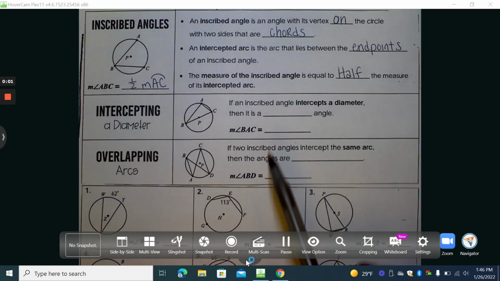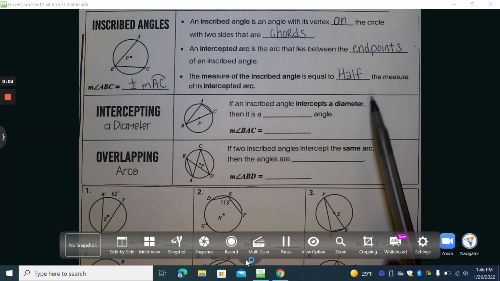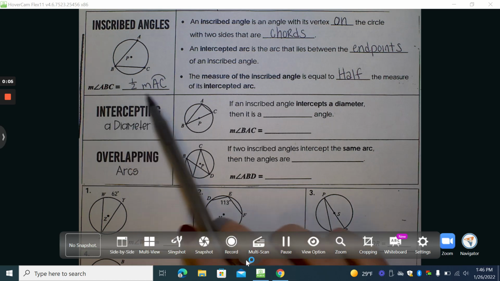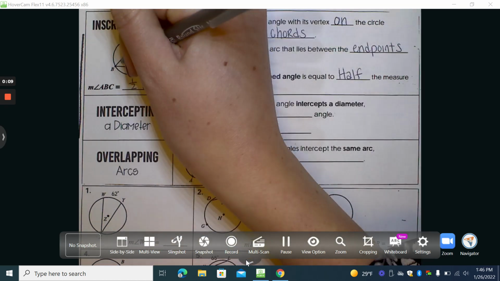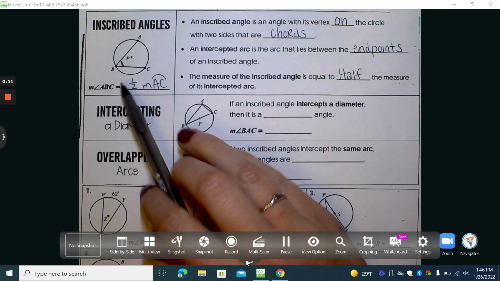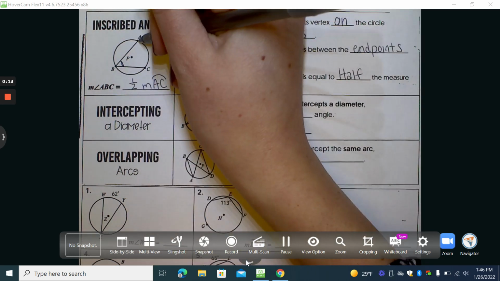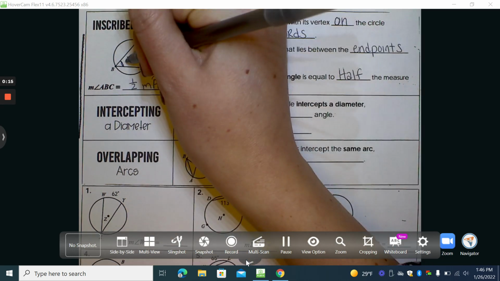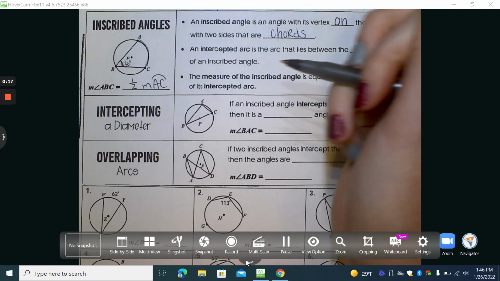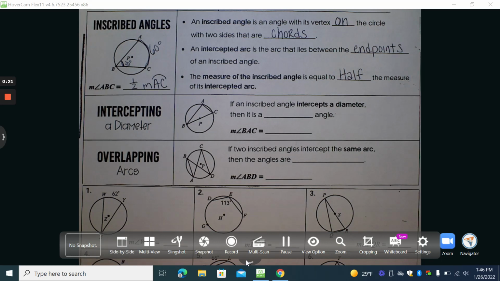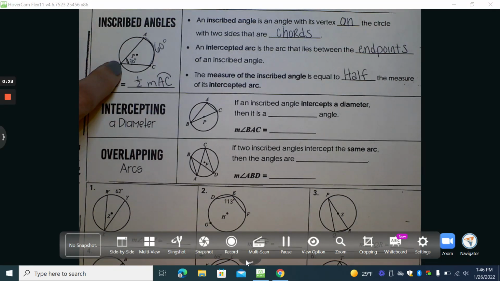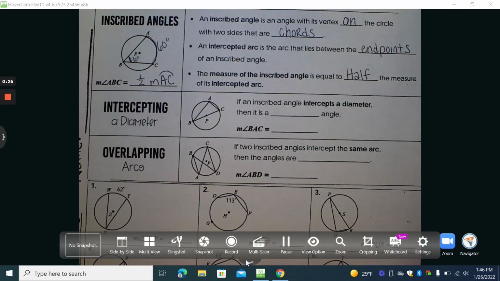All right, you should have this top portion already filled out from the last slide. The main point that we need is this idea here, where this angle ABC is half the size of this arc over here. So if this angle was 30 degrees, my arc over here would be 60 degrees. And so the inscribed angle is half the measure of that arc.